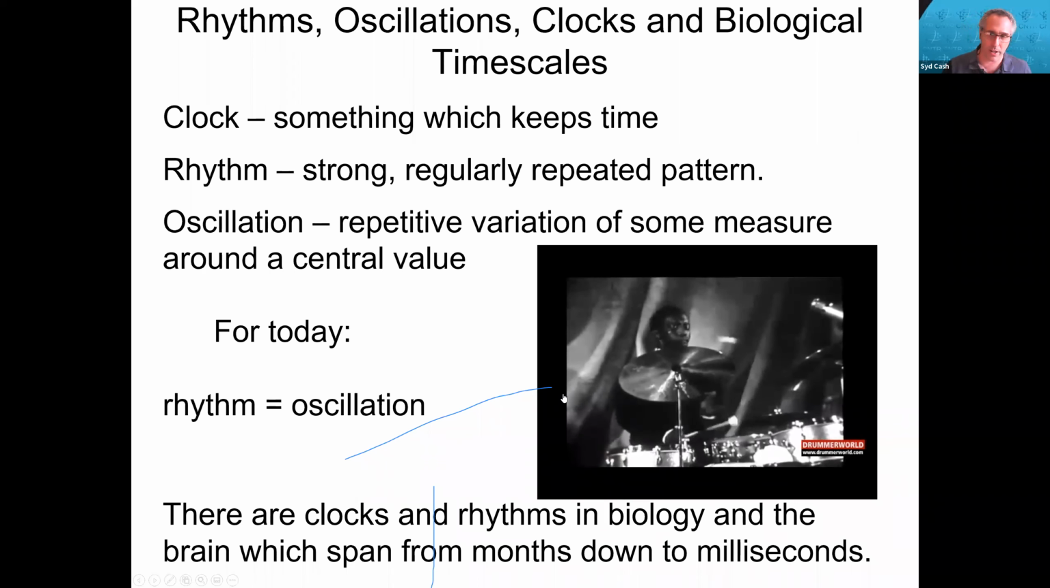The kinds of clocks and rhythms that we look at in biology span a huge range as well. There are rhythms that take place over the course of months, and then there are rhythms and oscillations that take place over the course of milliseconds. Because it's brain activity, we're generally focusing on activity that's occurring on the order of milliseconds and seconds. And that's where we're going to be focusing our attention today. Again, there are lots of oscillations and lots of rhythms outside of that domain as well.